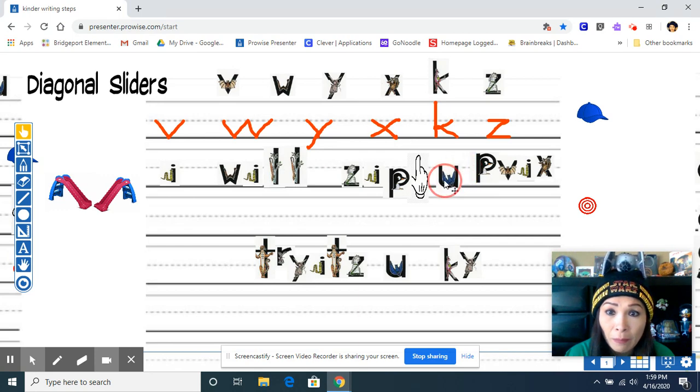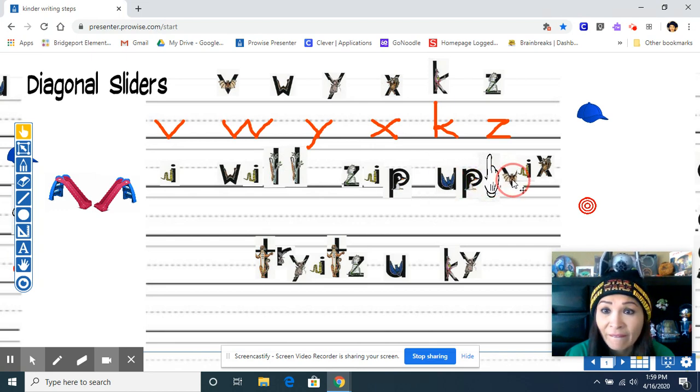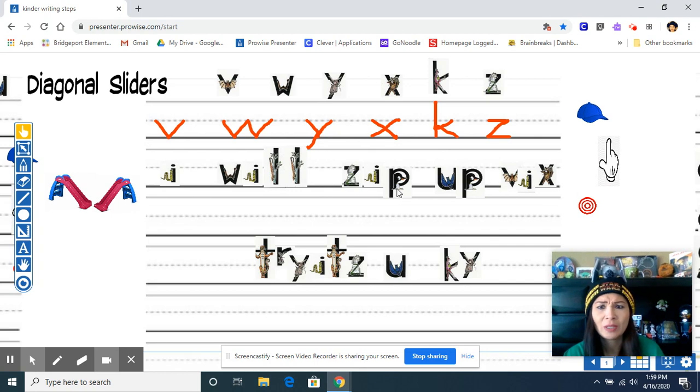Okay, now I need a space. Up, bottom line, middle line, up. I will zip up. Vix. Let me move that over. Oh, I got way too much space there, but here you see it. I will zip up Vix. And what do I need at the end of a sentence? A period. There we go. I will zip up Vix. Does that make sense now? And it was easy to read because there are spaces between our words.